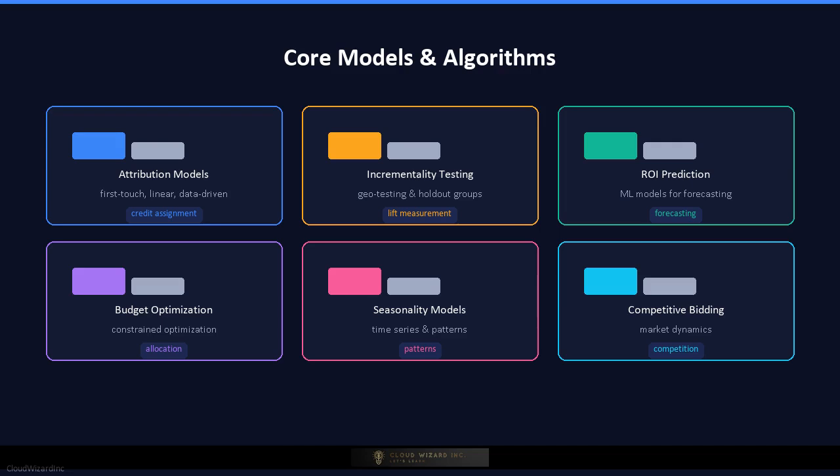The core models and algorithms. Attribution models assign credit to touchpoints using first touch, last touch, linear, time decay, and data-driven approaches. Incrementality testing measures the true lift caused by marketing spend through geo-testing and holdout groups. ROI prediction models use regression, time series, and machine learning to forecast returns at different spend levels. Budget optimization algorithms solve constrained optimization problems using linear programming, gradient descent, or genetic algorithms to maximize ROI under constraints.